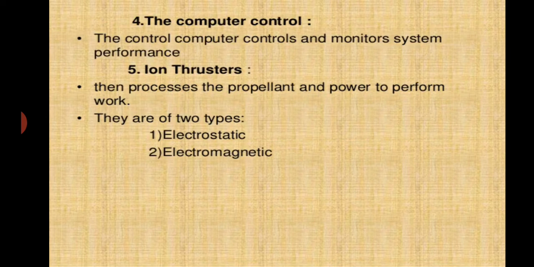So fourth one, the control computer. It controls and monitors system performance. So last one is ion thrusters. The ion thrusters process the propellant and power to perform work. In ion thrusters, there are two types. First one is the electrostatic ion thruster, and second one is the electromagnetic ion thruster.